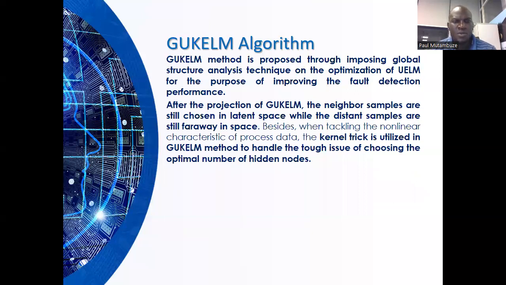The new algorithm is proposed by imposing the global structure analysis onto the original UELM algorithm. After projecting, the neighboring samples are still close by in the latent space, and the distant samples are still far away. Besides, when tackling the nonlinear characteristic of the process model, the kernel trick is utilized in the UELM method to handle the tough issue of choosing the number of hidden nodes.